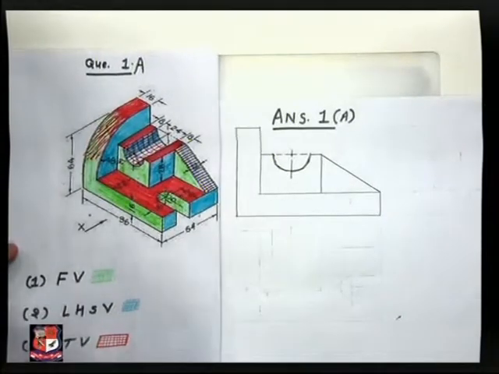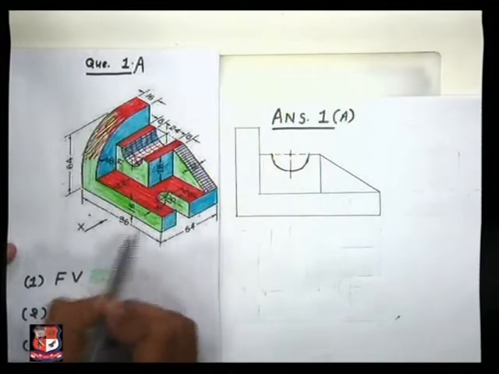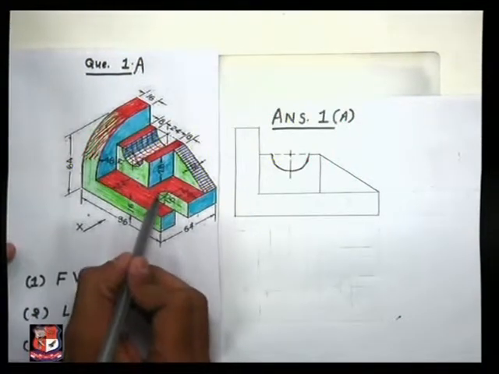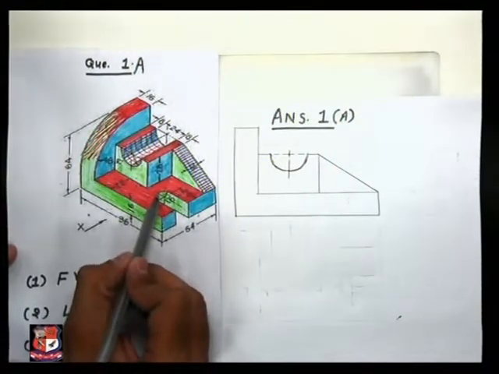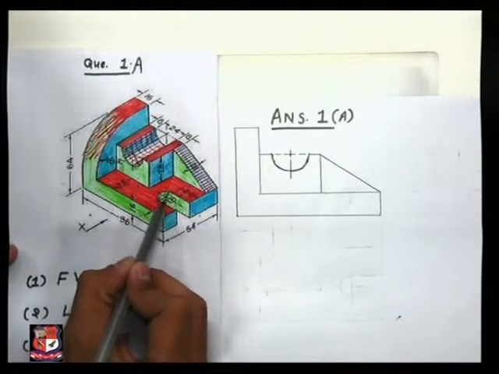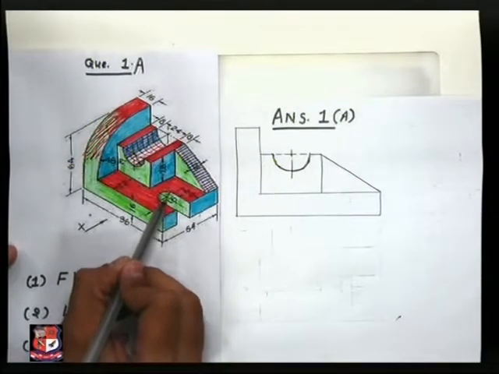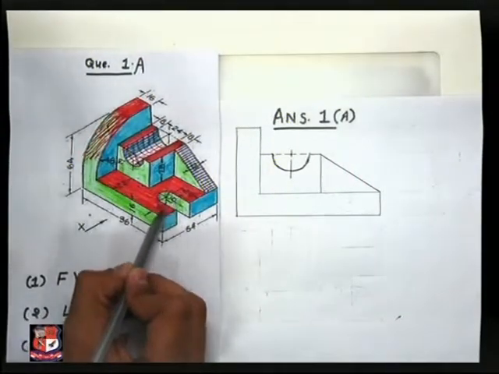Now what's left? This portion is left, which is behind this, and it will not appear in front view, but this edge is there. So we have to represent this edge by dotted line, and it's an arc. So its axis over here is at a distance of 16 millimeter. Here this distance is given as 16 millimeter.